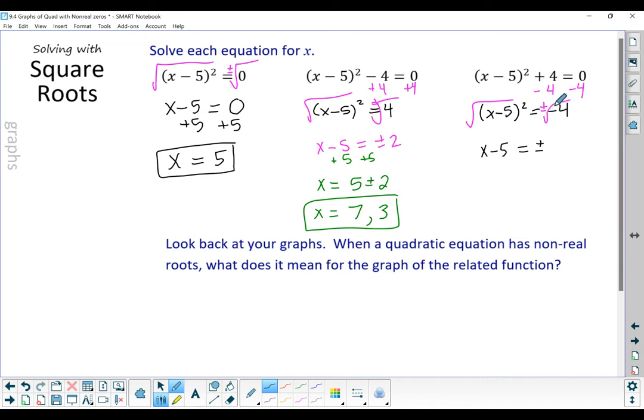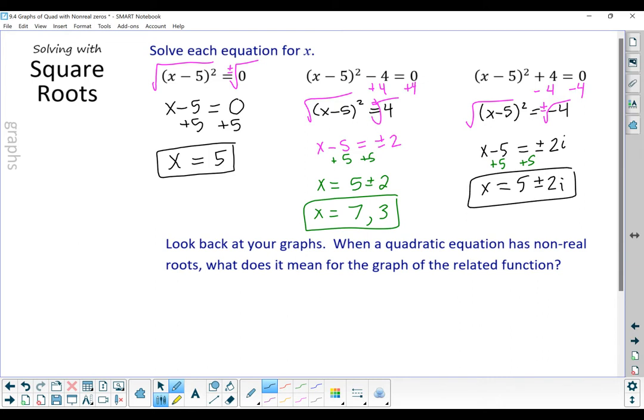Well, this is the root of a negative number, so it's imaginary. Positive and negative 2i. And our last step is to add 5 to both sides. That real 5 can't combine with that imaginary 2i. So we have 5 plus or minus 2i as our two answers.